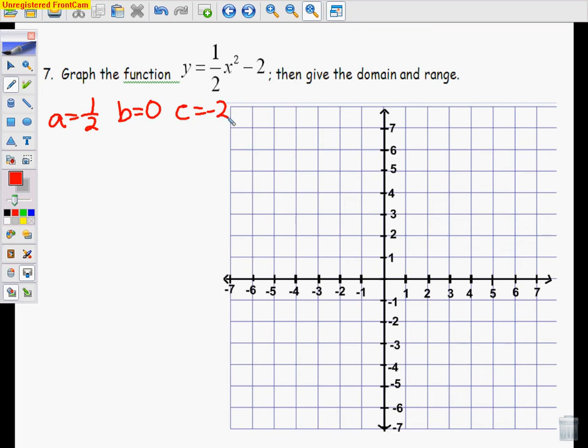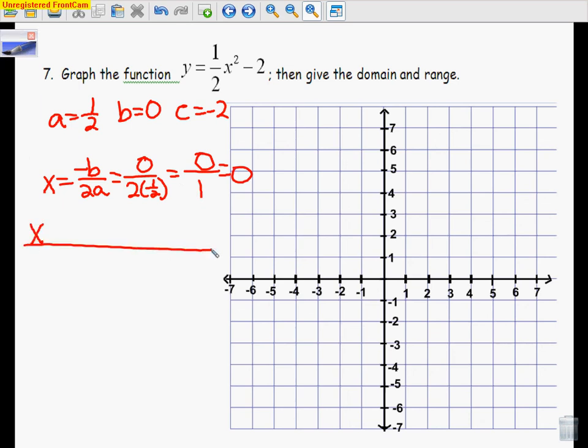Now, once you find a, b, and c, you want to find the x-coordinate of your vertex. And that's found by the formula the opposite of b over 2a. Here, the opposite of b, opposite of 0, is 0, over 2 times a, which was 1/2. So if I simplify that, that's 0 over 1, which is 0. So our x-coordinate of our vertex is 0. Now, many of my students wouldn't even have had to do the vertex formula on that one, simply because once you find out that b is 0, you know that this numerator is going to be 0. So it doesn't matter what a is, because 0 in the numerator of any fraction is just going to equal 0. Okay?